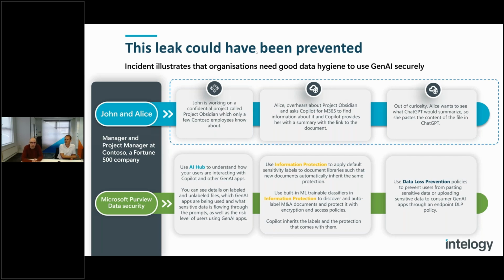Since neither of those were in place and Copilot inherits a user's access, when Alice asked Copilot to summarize the project, it was able to surface that information on her behalf. And finally, if endpoint DLP policies had been in place to block users from pasting sensitive content into ChatGPT, which then in turn becomes part of the LLM's training data, we could have prevented that from actually leaving the organisation and ending up as training data too.